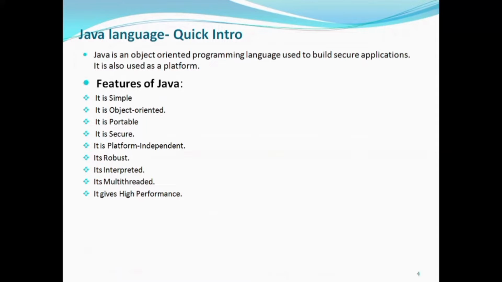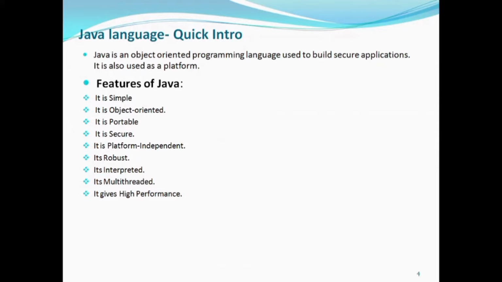What are the features of Java? It is a simple programming language to understand. It is object oriented. What is object oriented? We'll deep dive into that, don't worry. It is portable. That means you can write code in your particular OS or operating system and you can have it work somewhere else. So it's a very useful feature. It is secure. It is platform independent in a sense that you can run it in any operating system. It is not dependent on any particular OS.